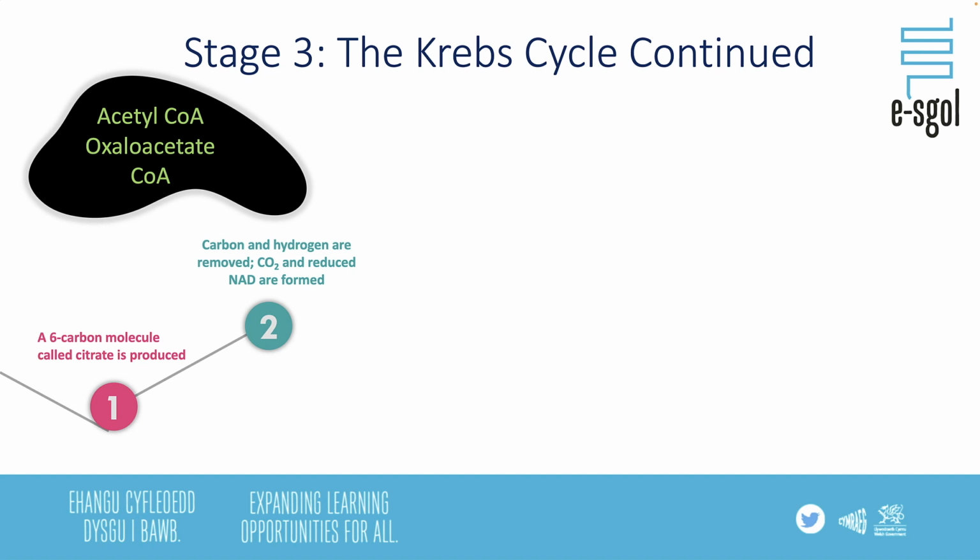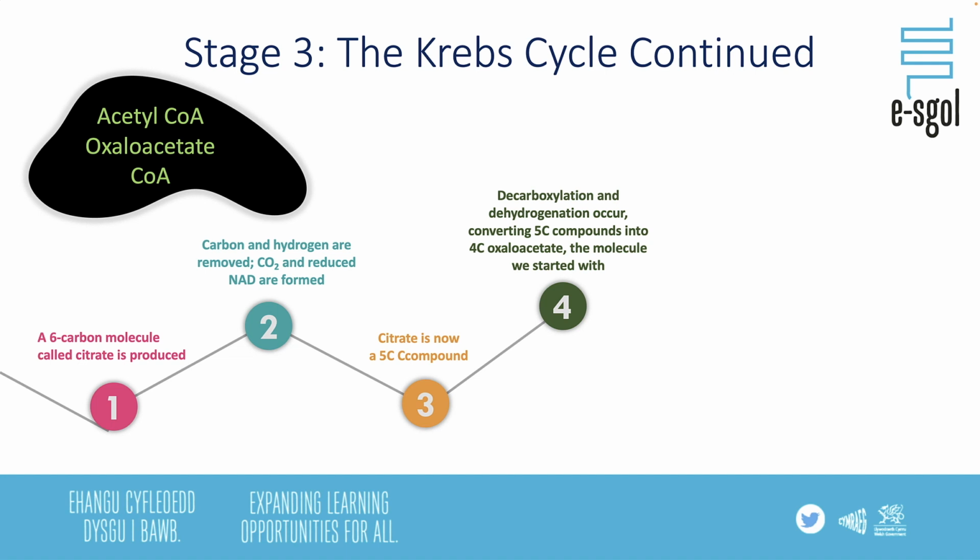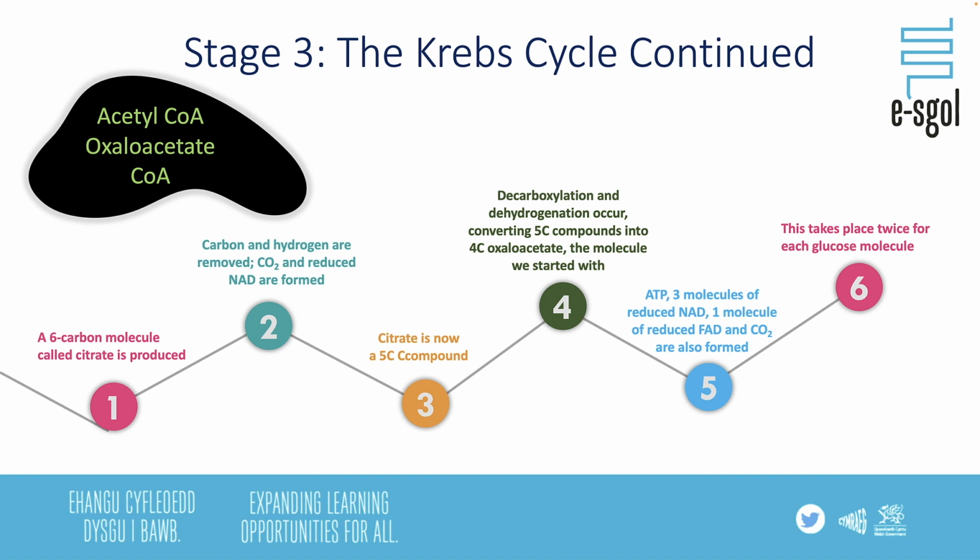Carbon and hydrogen are removed. Carbon dioxide and reduced NAD are formed. Citrate is now a 5-carbon compound. Two processes now occur, decarboxylation and dehydrogenation. This converts the 5-carbon compound into a 4-carbon compound. ATP, 3 molecules of reduced NAD, 1 molecule of reduced FAD, and carbon dioxide, are also formed. This process takes place twice for each glucose molecule.